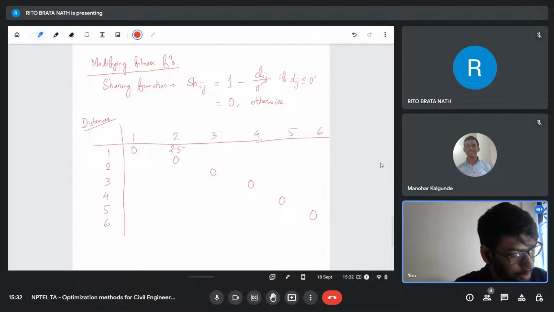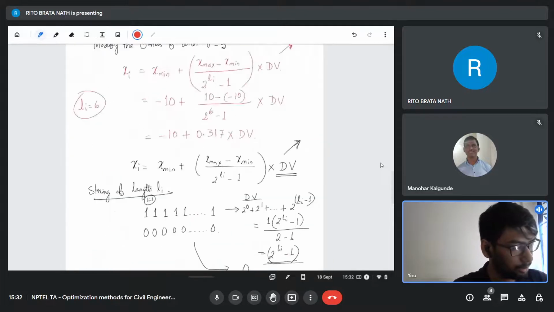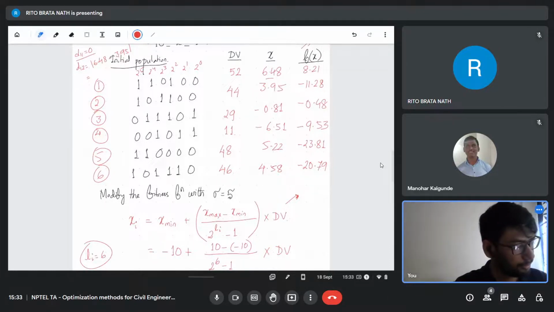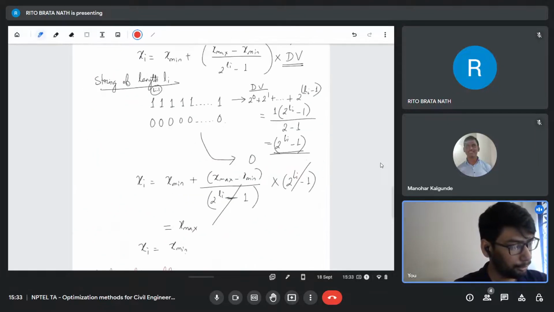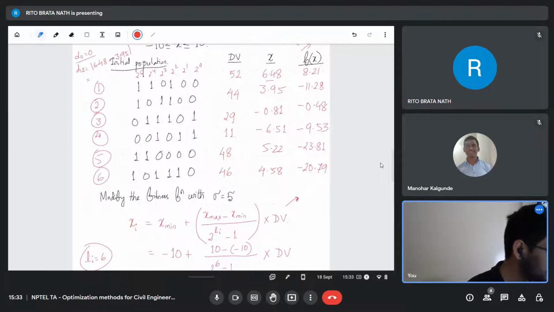And the good thing about this is that if you calculate between 1 and 2, we'll get between 2 and 1 as well. So this is 2.53. And next is again 1, 3. The distance between that will be 7.65. Let me do it for 1 only, then I think you can fill up the rest of the table. So 1, 4, it's nothing but between 6.48 and minus 6.51. So that will be around 12.99.